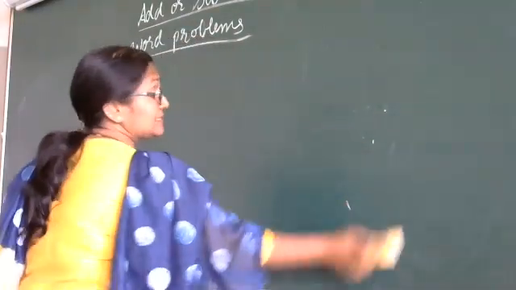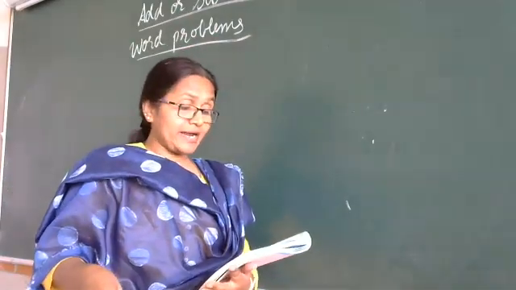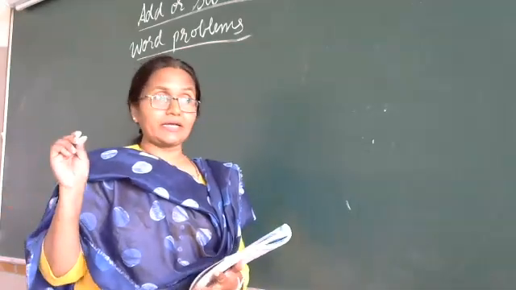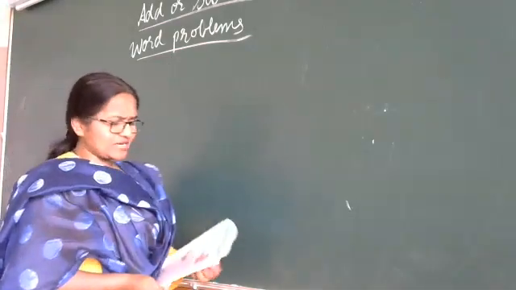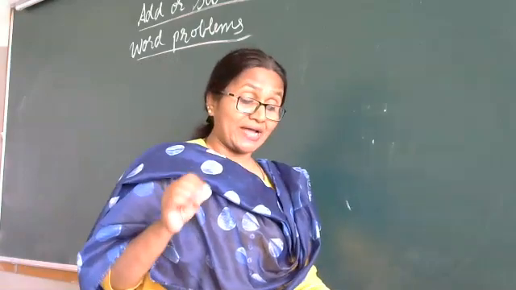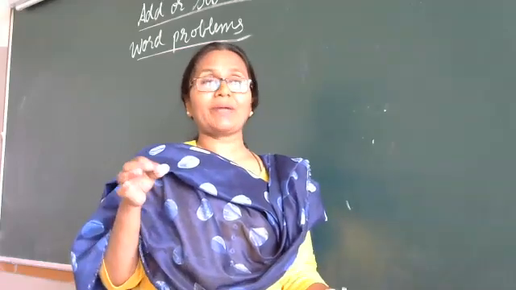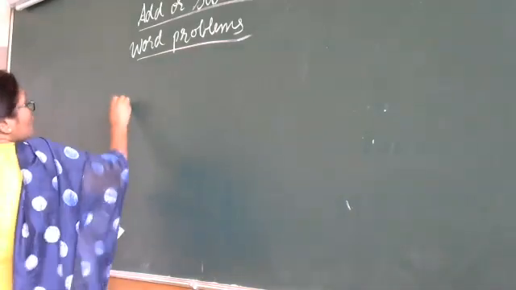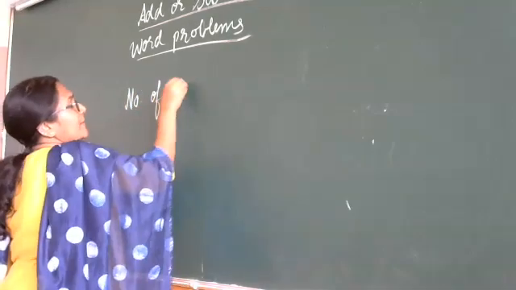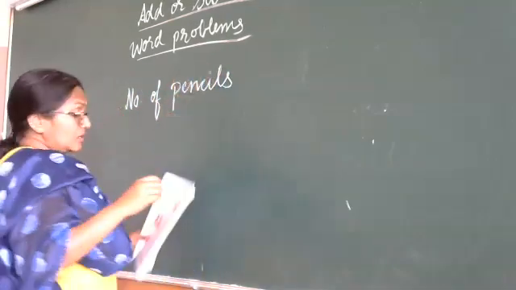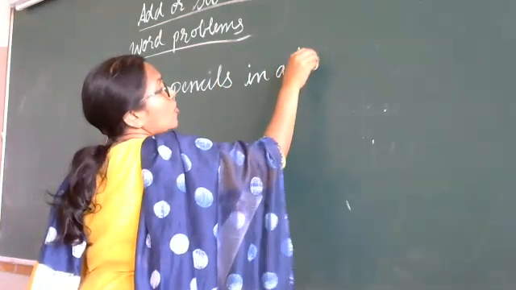The first one: there are already 12 pencils in a box. Four more were added to it. So we have to find how many pencils are there. So here, how to write a solution? Even in the textbook they have not written the solution, they do the sum directly. But here I'll tell you how to write a solution or statement. So number of pencils in a box, how many there are?